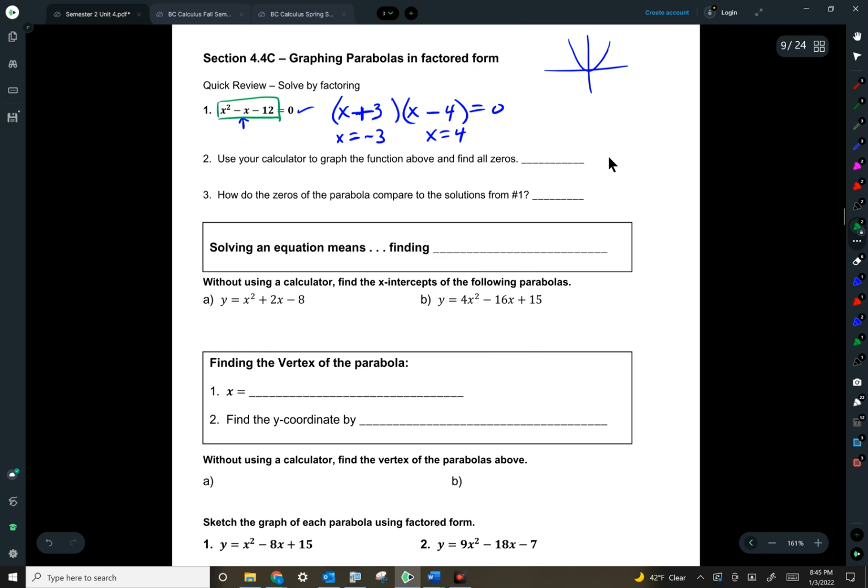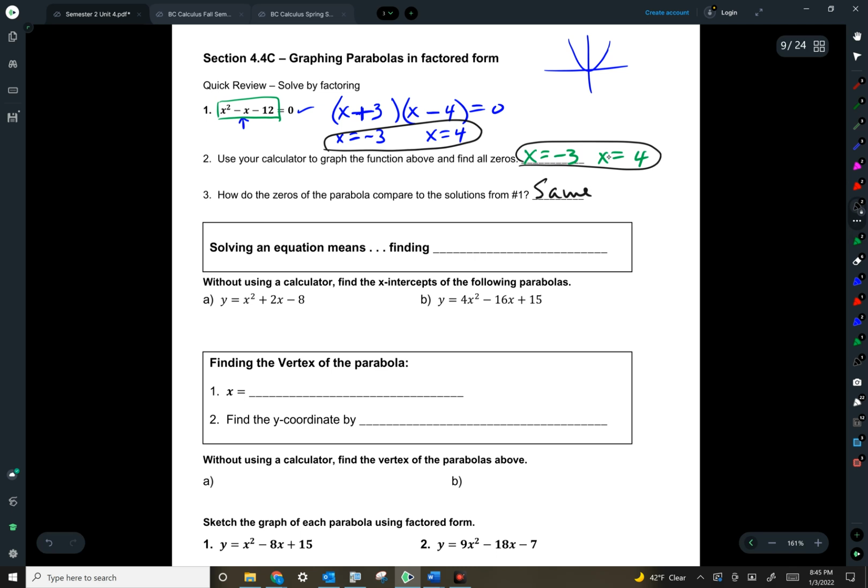So back to the question, number 2, use your calculator to graph the function, find all zeros. Well, the zeros, remember, were at -3 and also at 4. Number 3, how do the zeros of the parabola compare to the solutions from number 1? So how do these answers compare to what we got for the solutions up here? Well, obviously they are the same.